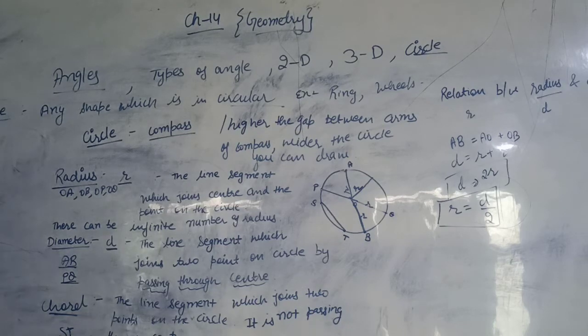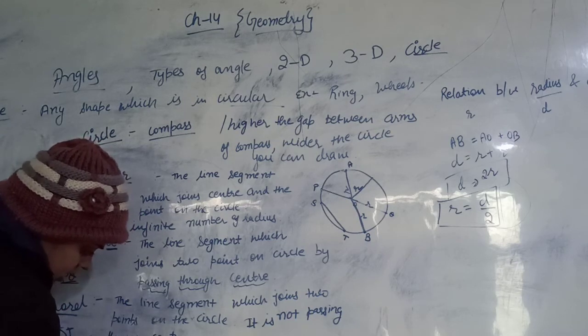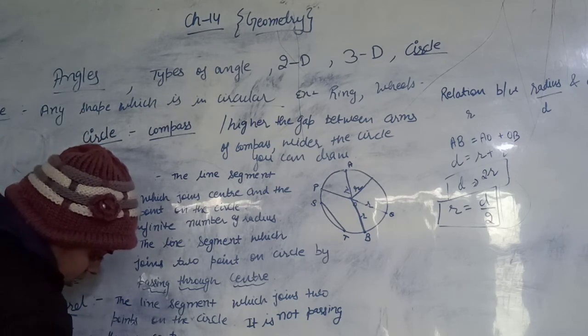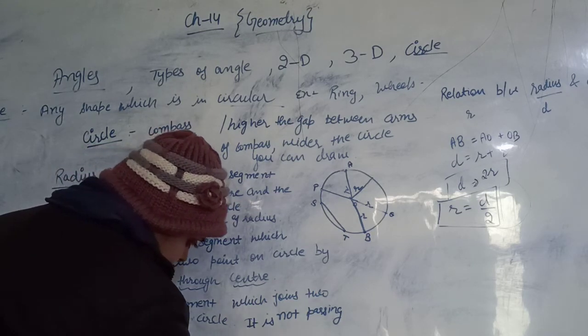So here the circumference is, what is circumference? Length of boundary of circle.